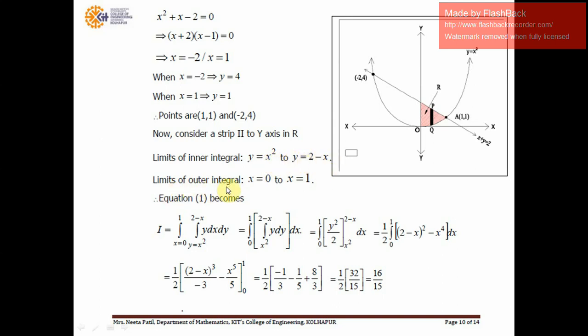Now to get the limit of outer integral, we move the strip PQ from one end to other end in the region of integration. If you move the strip PQ from origin to this point, then the value of x varies from x is equal to 0 to x is equal to 1. So x is equal to 0 is the lower limit of outer integral and x is equal to 1 is the upper limit of outer integral. So we get the limit of outer integral as x is equal to 0 to x is equal to 1.